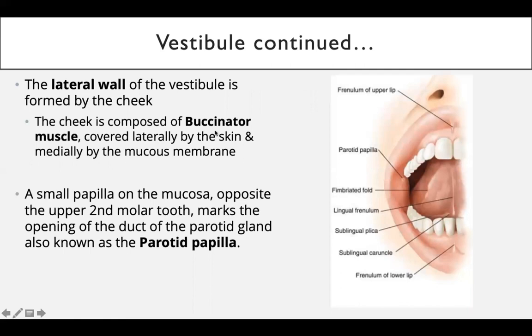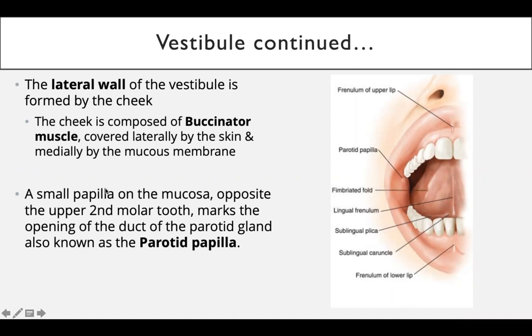Okay, now the lateral wall of the vestibule is formed by the cheek. The cheek is composed of the buccinator muscle or cheek muscle. It is one of the important muscles of the cheek, covered laterally by the skin and medially by the mucous membrane. Laterally means exterior to the cheek, the lateral wall of the vestibule, it is skin, and interiorly it is mucous membrane.